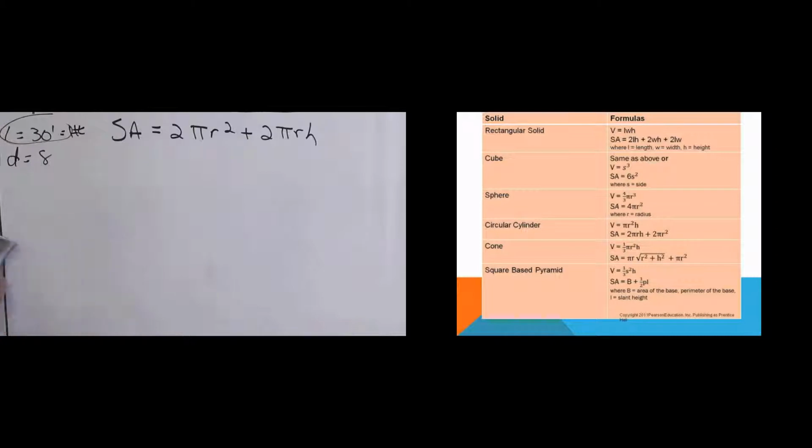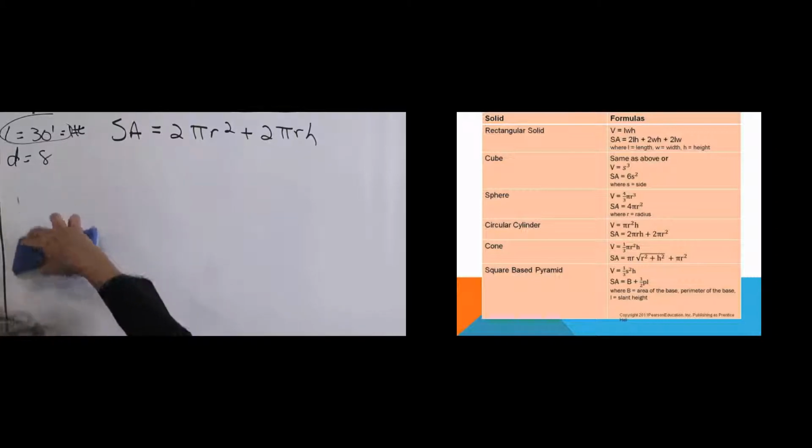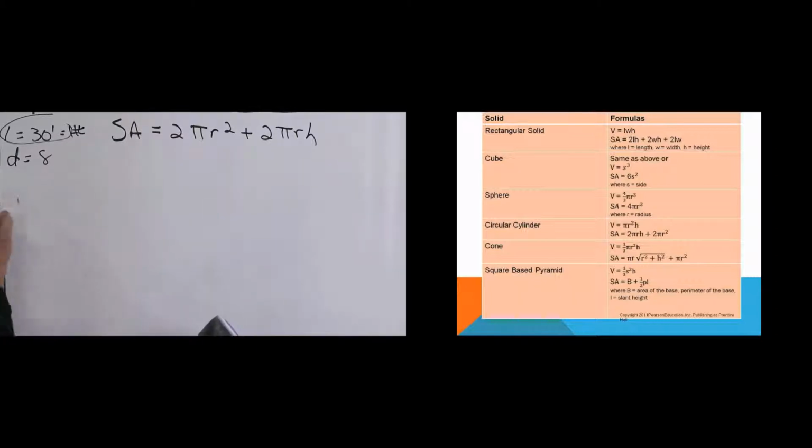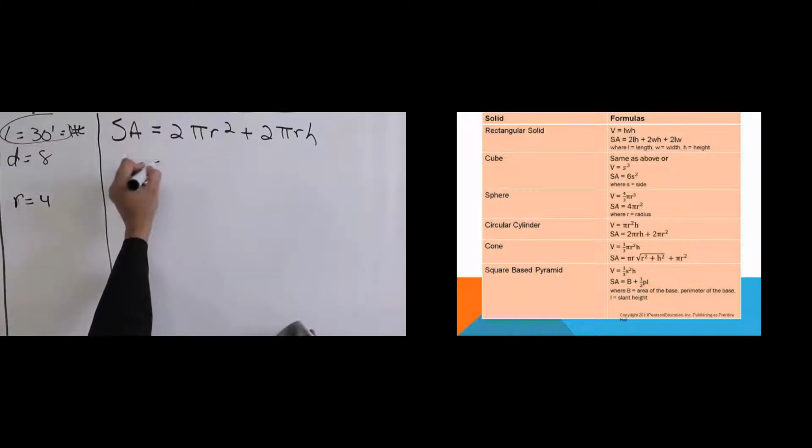Okay, so here we go. That's the diameter. We don't want the diameter. We want the radius because the radius is in our formula. Well, if the diameter is 8, the radius is half of that, so the radius is 4. Watch this puppy go. All right.